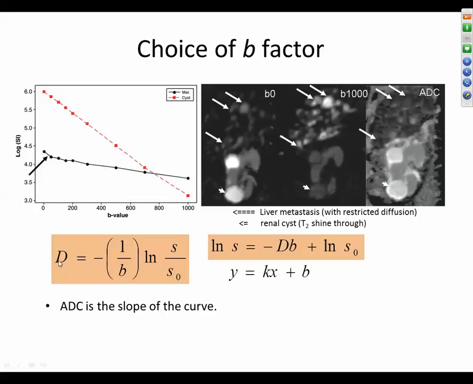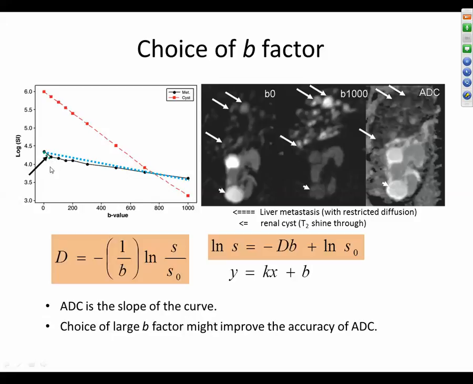So the D value here, or the ADC, apparent diffusion coefficient, is the slope of this curve. As long as we have 2 points, one is S0, then another b value, we can get a line, and the slope of the line is the ADC we want to measure. And using a large b value might help to improve the accuracy of the ADC value. Suppose we choose S0 here and S here, then we draw a line. This ADC, the slope of this line is relatively stable. But if we choose a very small value of b, then this slope might be quite far away from the average value. So this means if we choose a larger b value, the ADC map might have better accuracy.